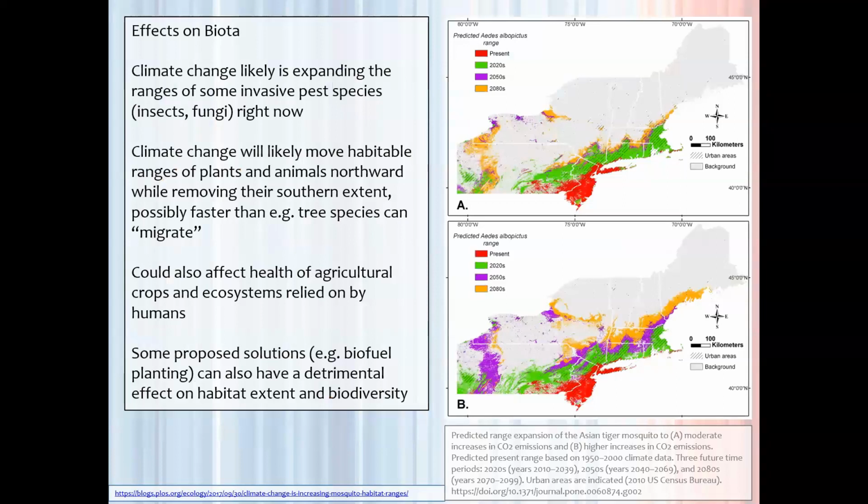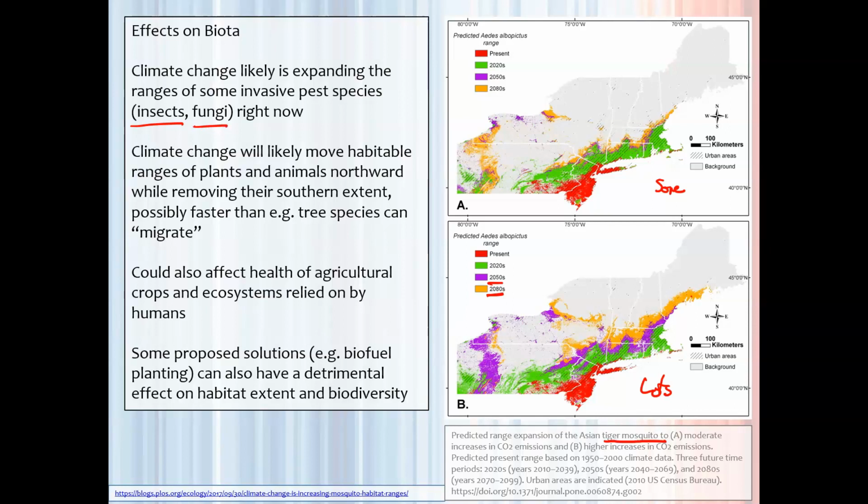And what about effects on biota? So this is a diagram of the expected range of a particular mosquito over time. So this is us, some fossil fuel burning versus lots of fossil fuel burning. And in this one particular example, we can see that it will have a really big effect on the range of that mosquito and how far north it goes, into the 2050s and 2080s. That happens for lots of invasive pest species, such as insects and fungi right now.